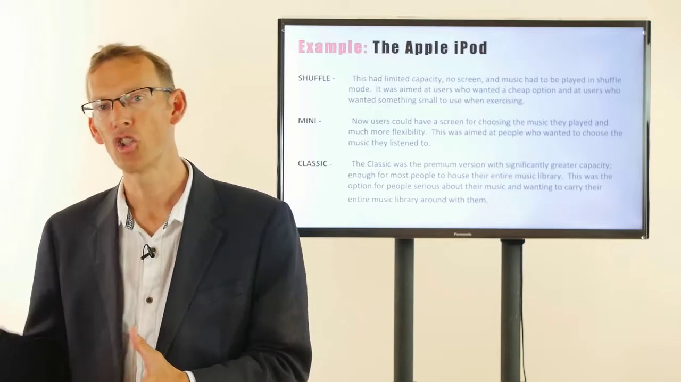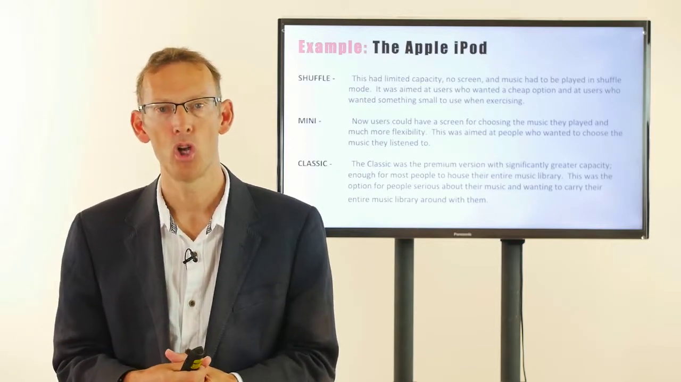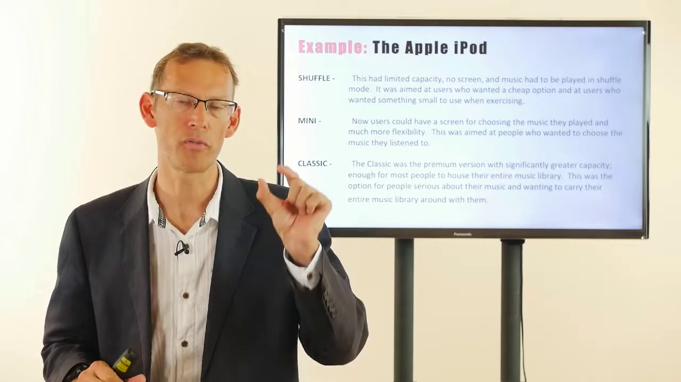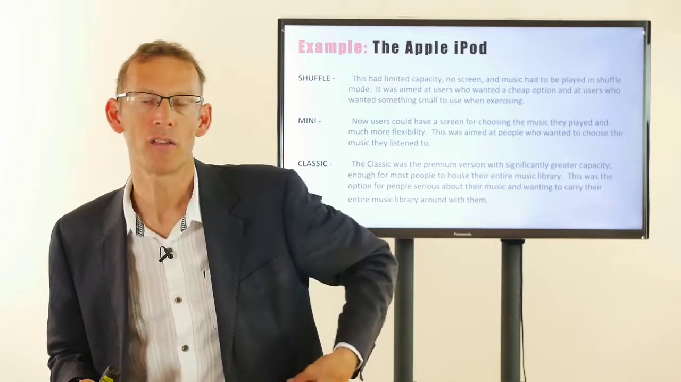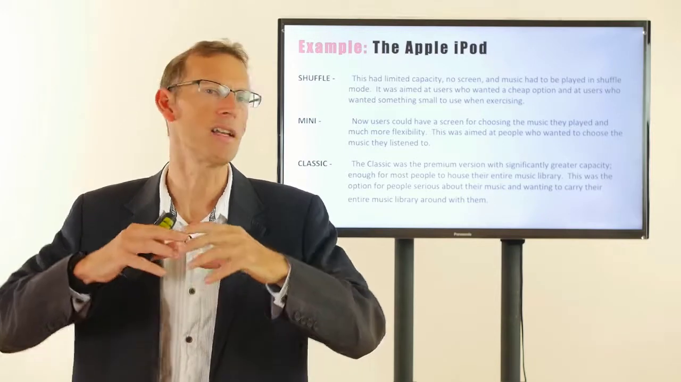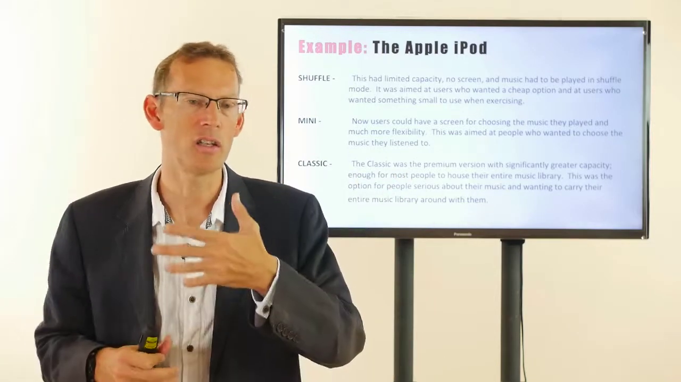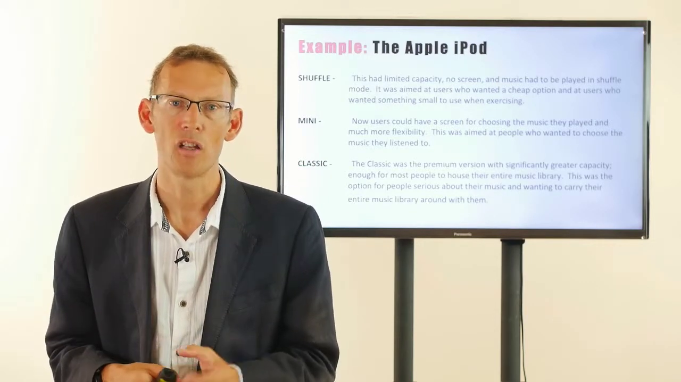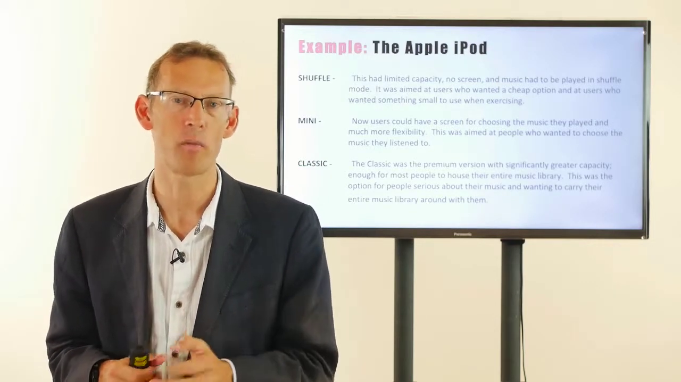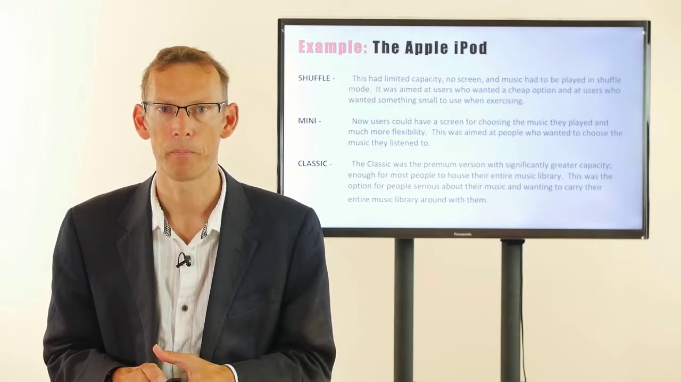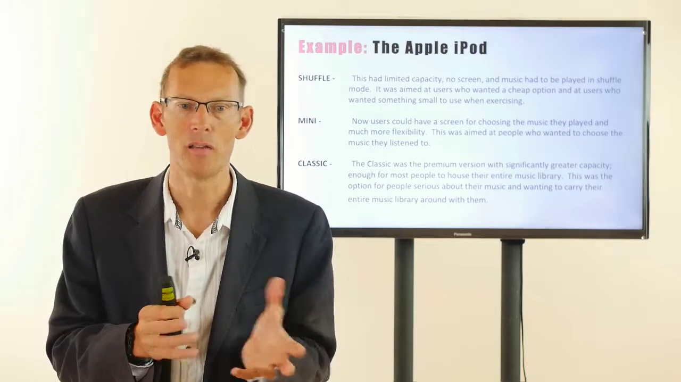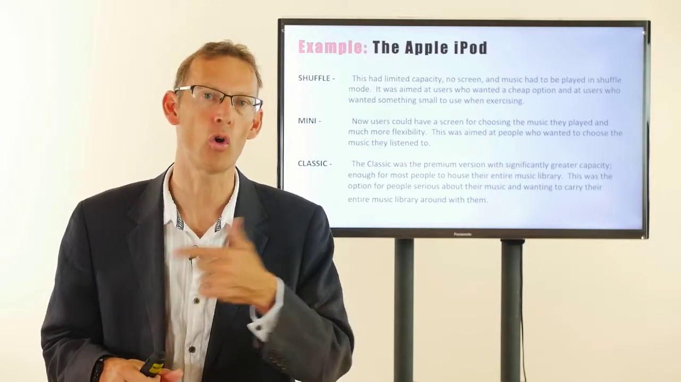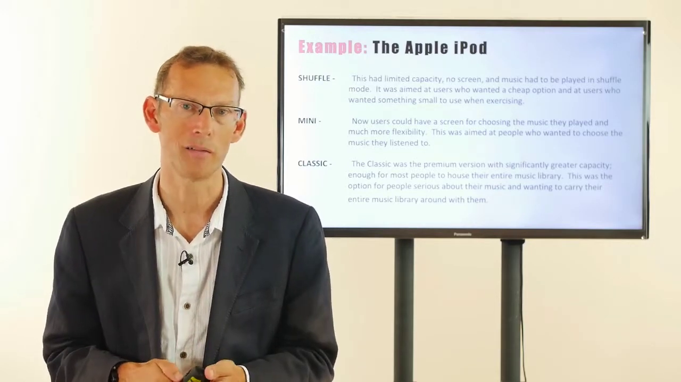The Shuffle was aimed at people who really were into sports, who wanted to go to the gym, running. They wanted something small, discreet, they could clip on their belt. They didn't need a huge music library. It didn't need a screen. Shuffle was fine. Shuffle met the needs of a particular part of the marketplace. Then we had the Mini. The Mini was for people who wanted a screen and they wanted to be able to choose the order that the music was played in.